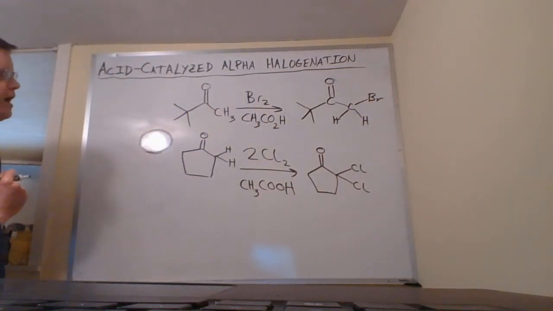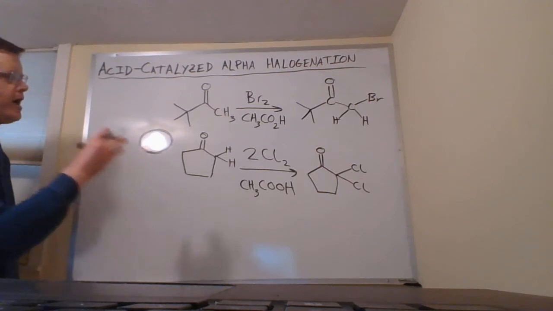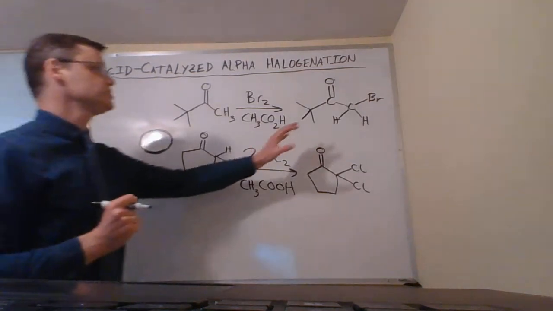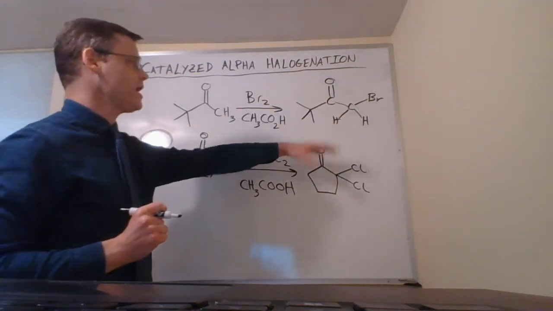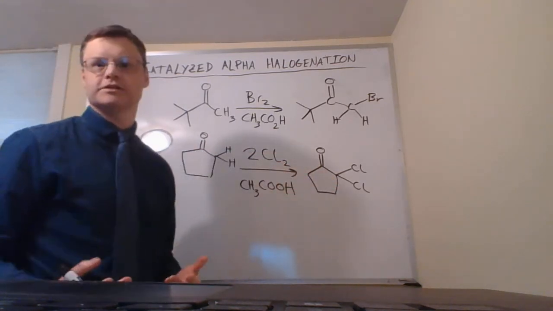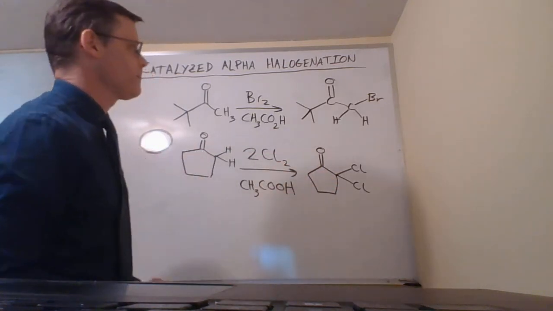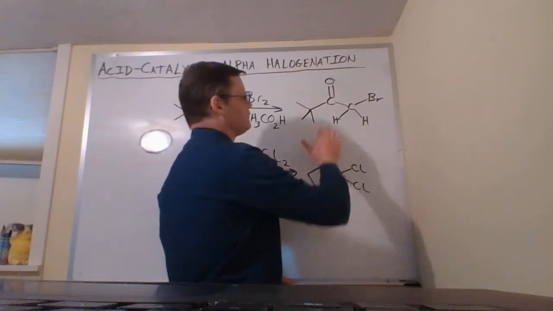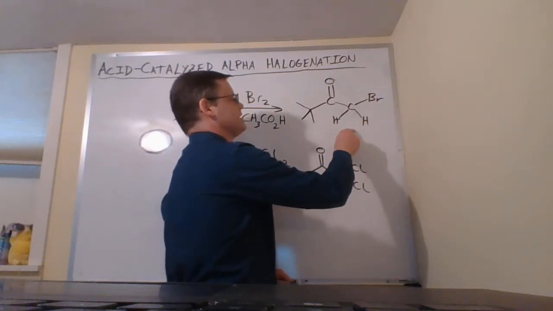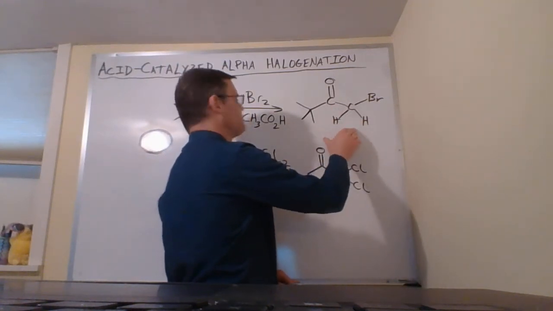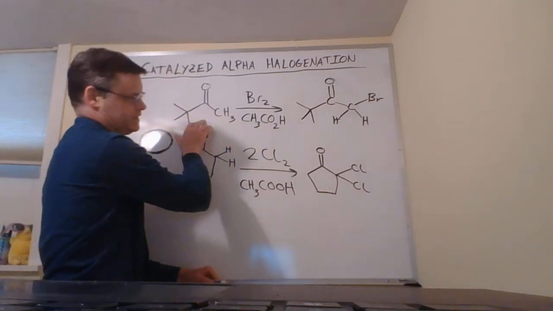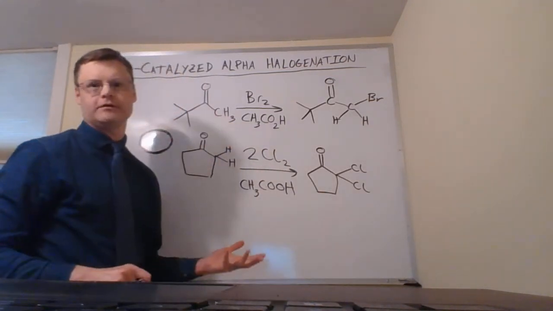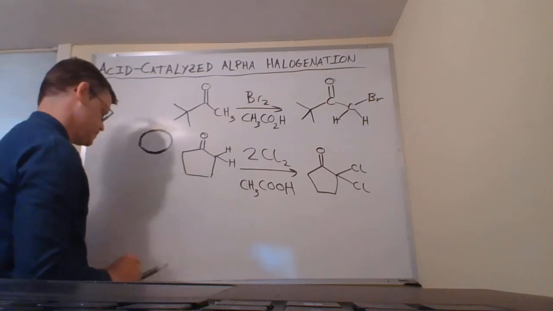And the reason we can stop at one or two is that each successive halogenation is going to be slower than the one that came before it. And so if I were to form the enol of this, it would be less stable than the enol of this. Okay, and the enol is part of the mechanism of this reaction.